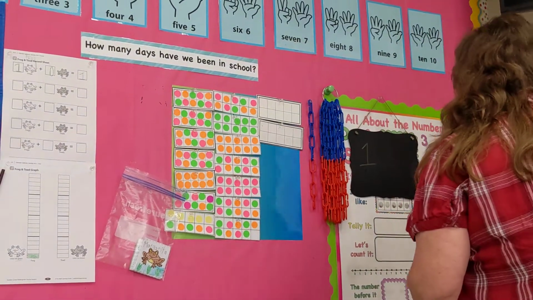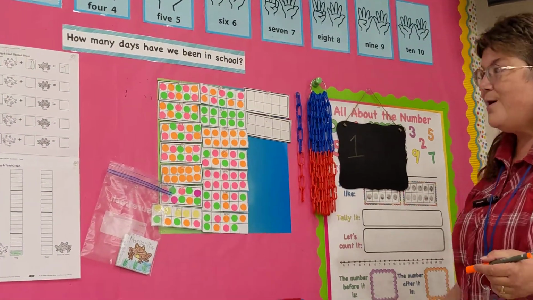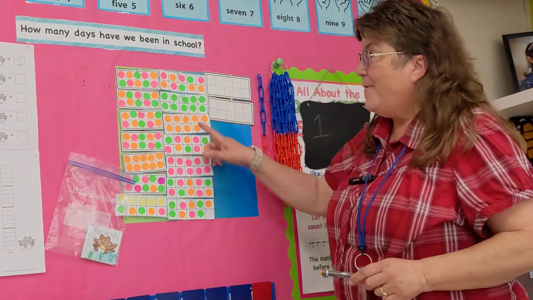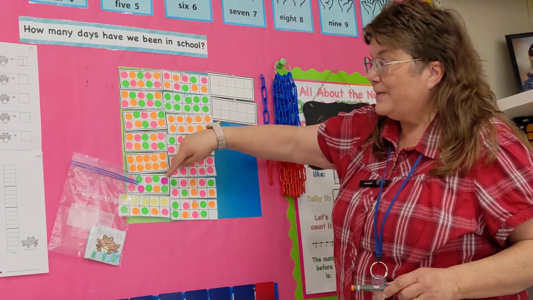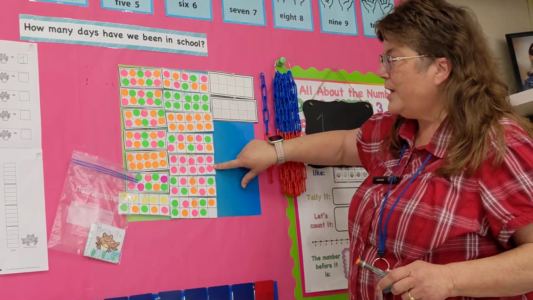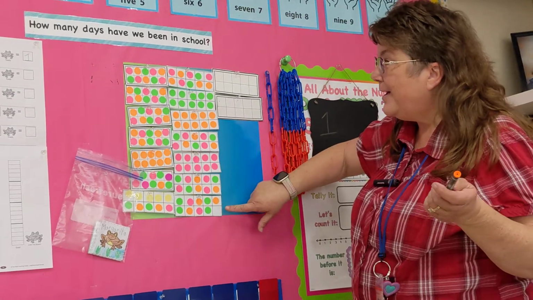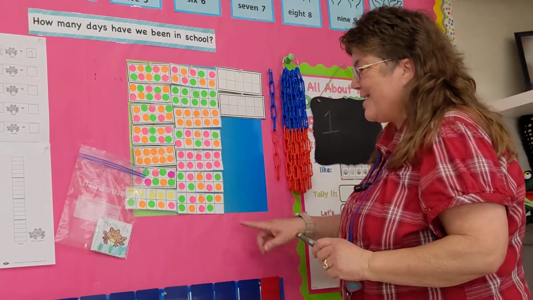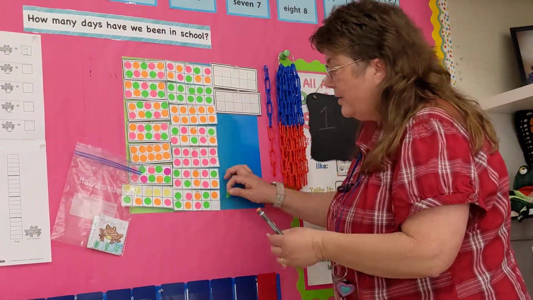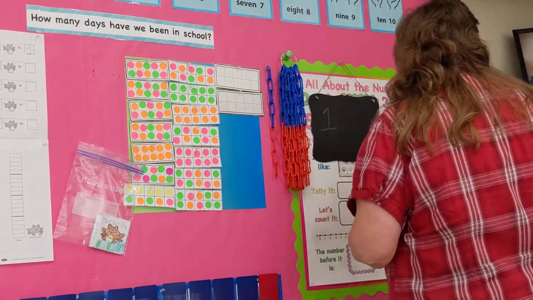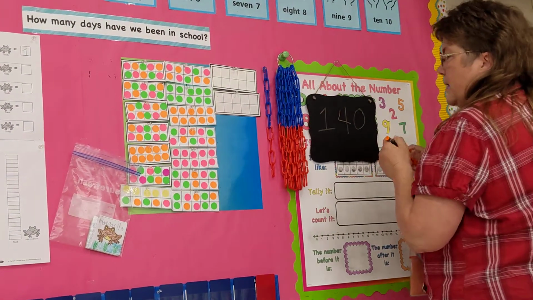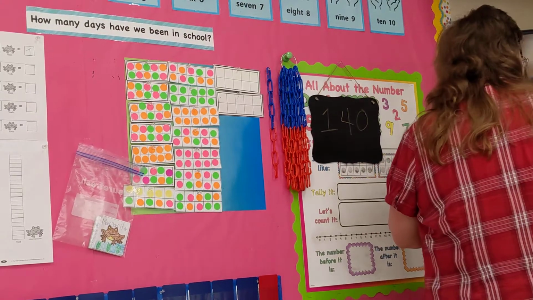Days in school. How many days in school do you guys remember? Or can you just look right here and tell me: 10, 20, 30, 40, 50, 60, 70, 80, 90, 100, 110, 120, 130, 139. Good job, you guys. So today we have been in school 140 days. And I get to add a last red.